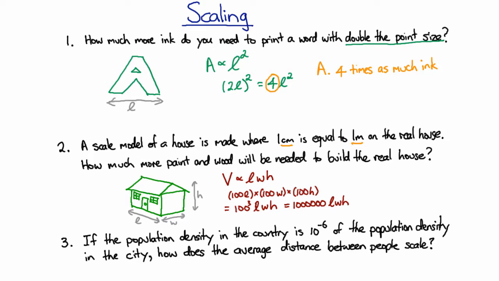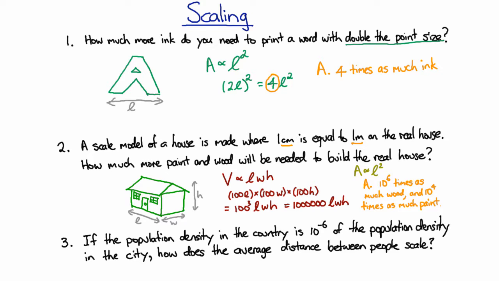Now what about paint? Well, paint just covers the surface of things, and the surface of things is an area. And so this area here is a height times a width, this area here is a length times a height, and so on. And we know that area scales as the square of the length. And so if we increase our length by a factor of 100, then we'll increase our area by a factor of 100 squared, which is 10,000.